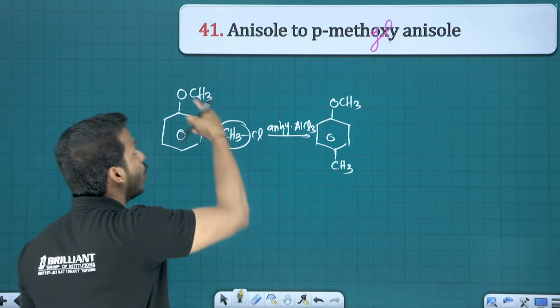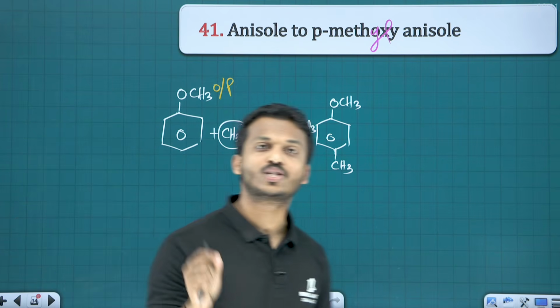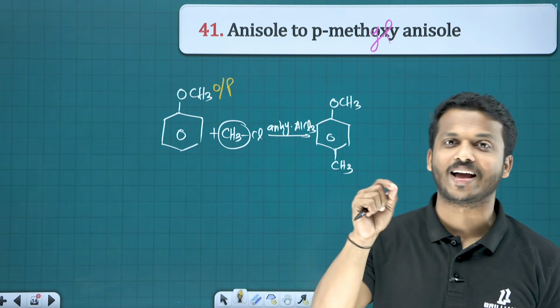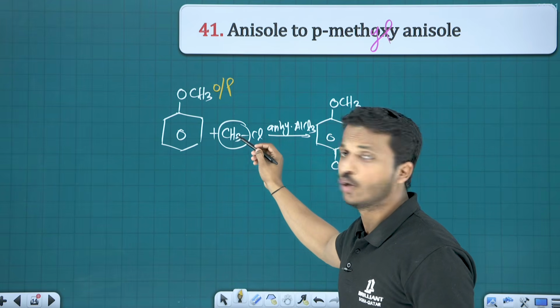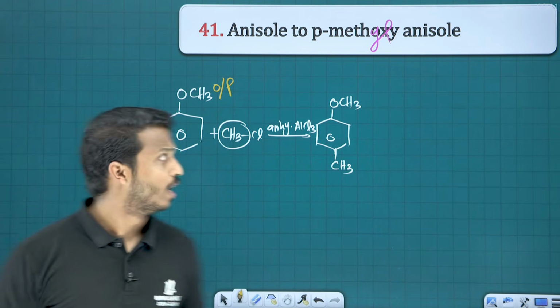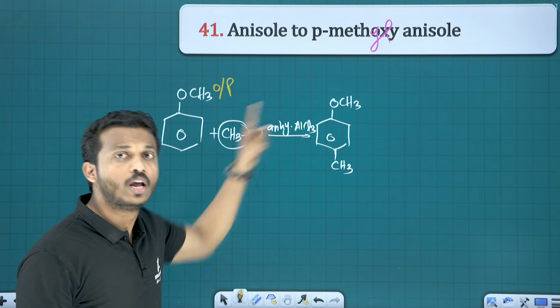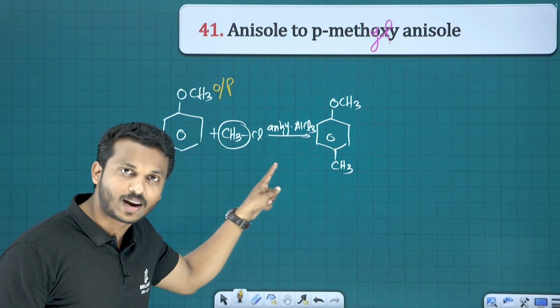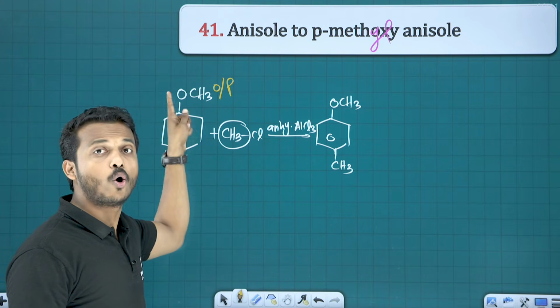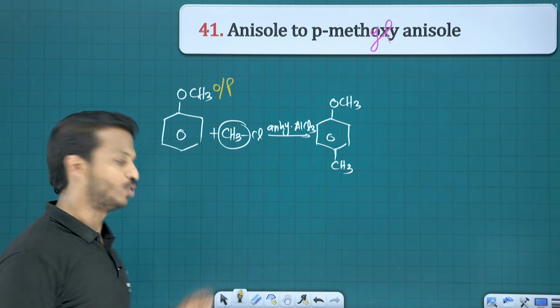That is decided by the OCH3. It is an ortho-para directing group. Remember all? Anisole is an ortho-para directing group. So the CH3 group will go to which position? Ortho and para. We need para, so that's enough. If you want to get anisole to para-methyl anisole, directly do Friedel-Crafts alkylation, where anisole is an ortho-para directing group, so the alkyl group can come to the para position.